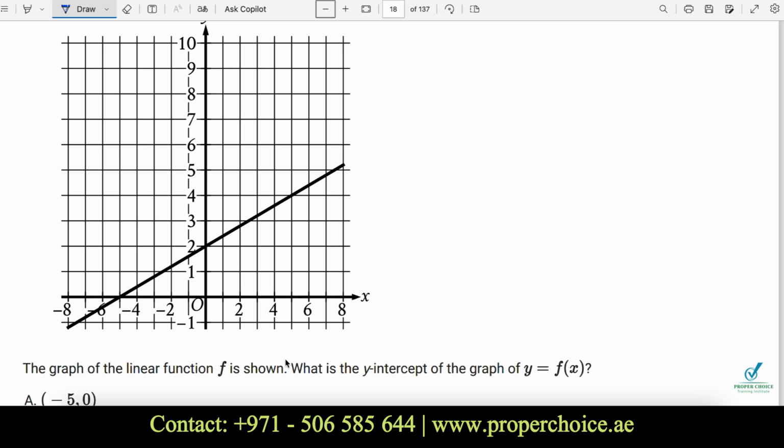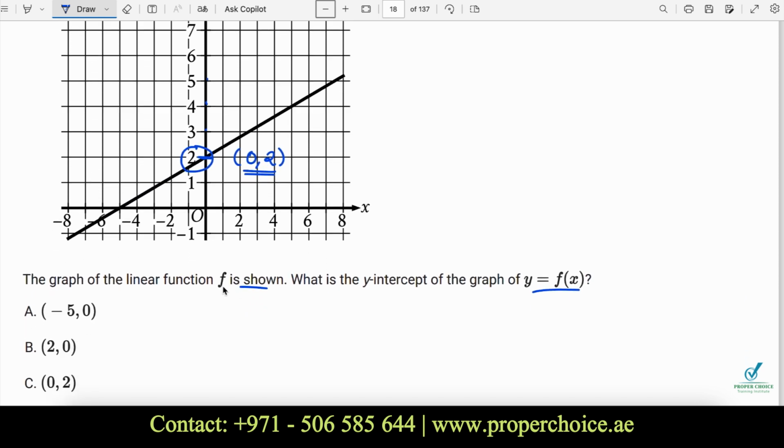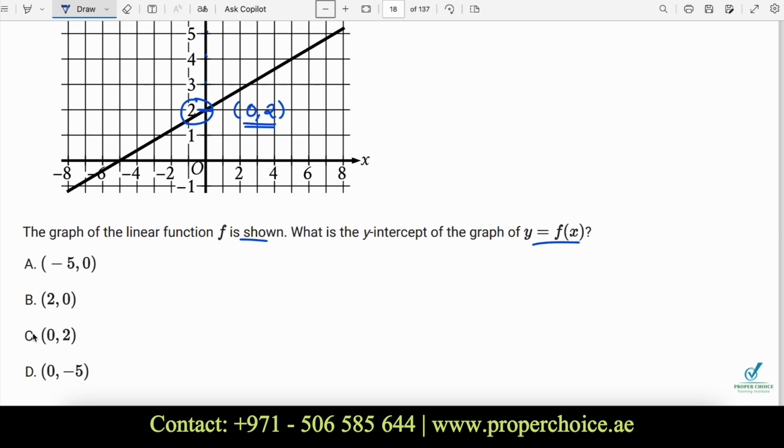The graph of the linear function f is shown. What is the y-intercept of the graph y = f(x)? The y-intercept is the point where the line crosses the y-axis, and you can see this is the point. What are the coordinates here? x is 0, y is 2. On the y-axis, the value of x is 0, regardless of where you look. So I should choose the y-intercept (0, 2), which is option C.